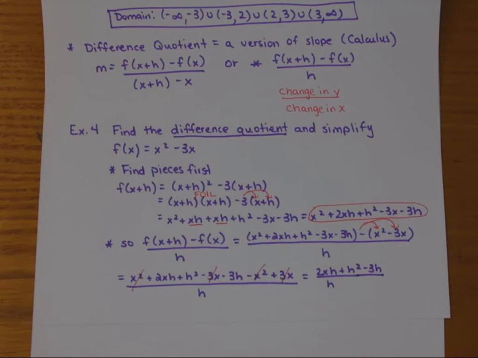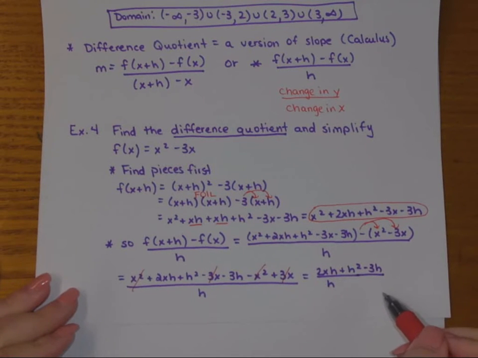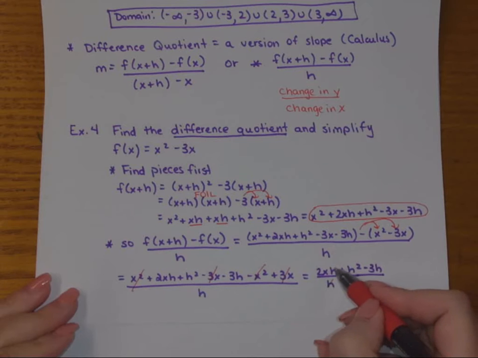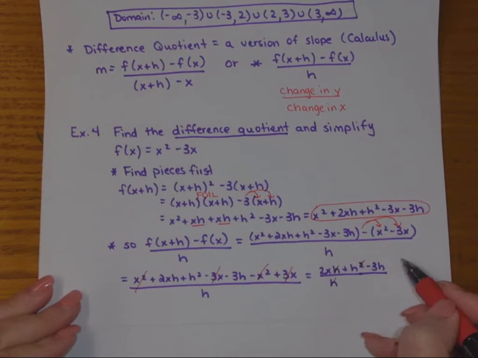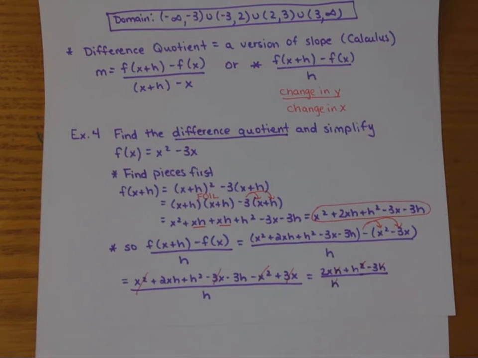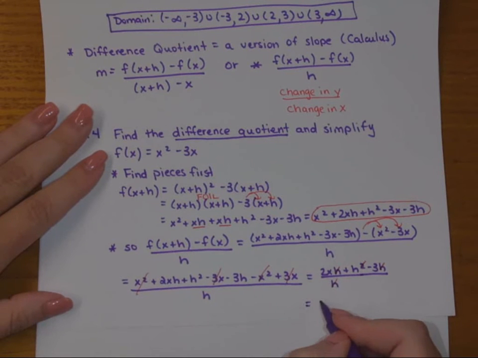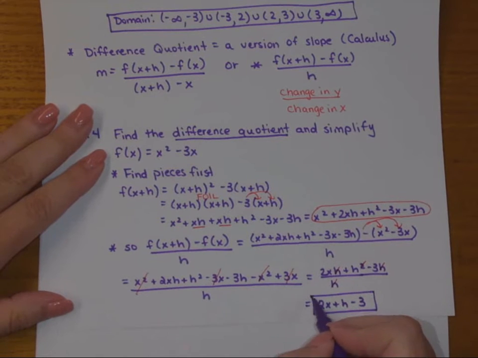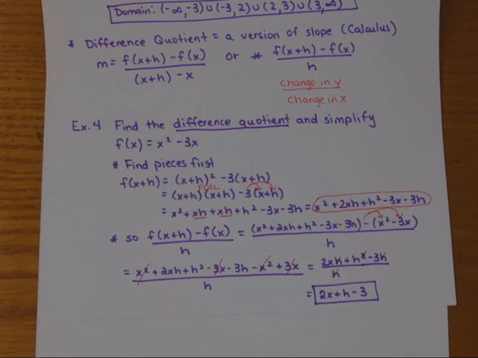And then last but not least, we can cancel out an h if there's an h in everything. And notice there is, right? So this h would cancel with this one, also taking one of these and that one. So in the end, we end up getting 2x plus h minus 3 here, and that's as far as we can go. These aren't like terms. Okay, and then again, just know that in calculus, we actually do something with that result. But for now, we're just looking at the algebra portion.